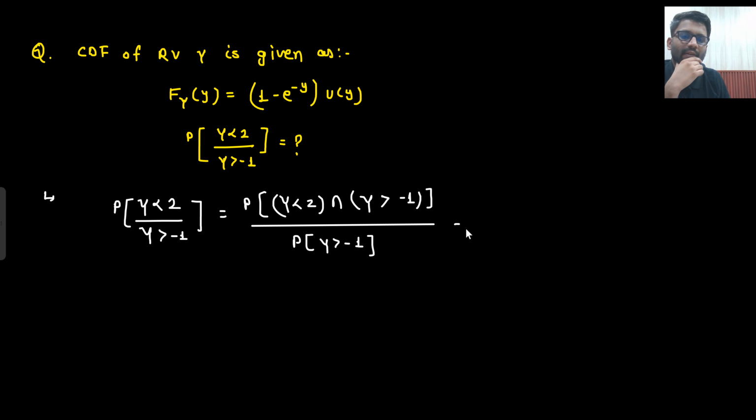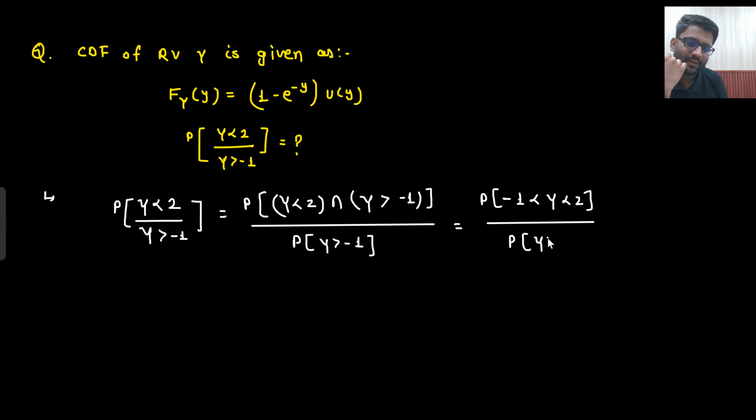Okay. What this could be written as? That Y is greater than -1 and less than 2. So can I write it down in this manner? Divided by probability of Y greater than -1. Now let me know what will be the answer of this one. F_Y of, here you needed the sign, right? Here you needed the sign. So here you will put 2 minus F_Y of, here you do not need the sign, so -1.